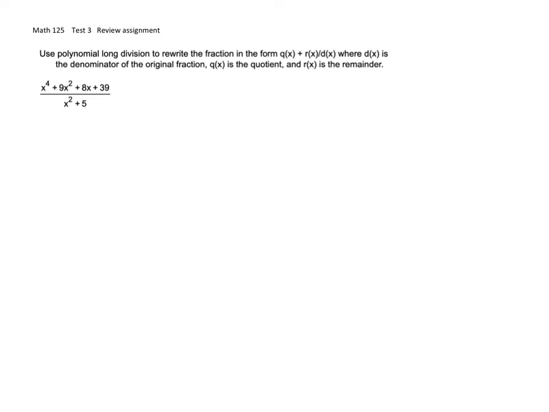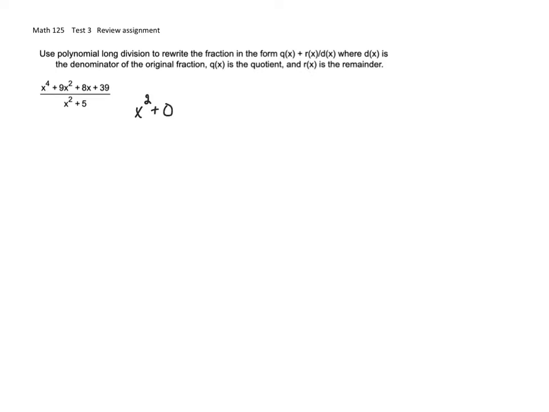So for this first one, we have using polynomial long division. If you look at the instructions, it talks about how to rewrite your answer. We'll talk about that when we actually finish the problem. So let's set this up. Okay, so we're dividing by x squared. Now notice that you have x squared plus 5.